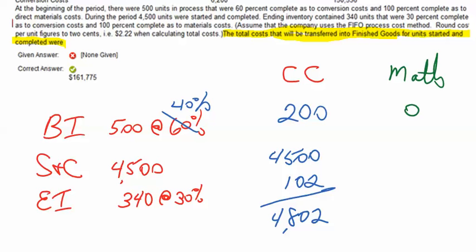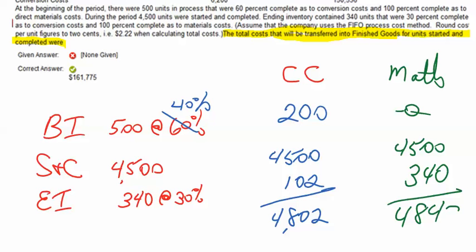Materials, we have none in the beginning inventory because they were all added in the previous period. But we do have 4,500 started and completed because they were started this period, and we have 340 that are here in the finished inventory that aren't completed. So that's going to be 4,840.